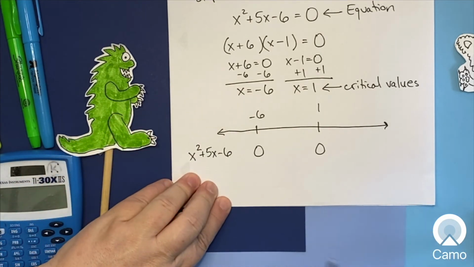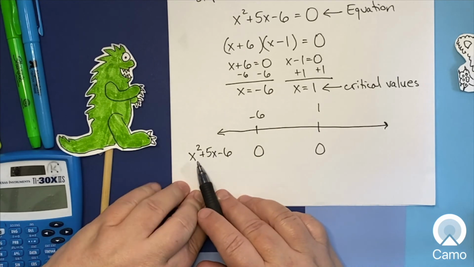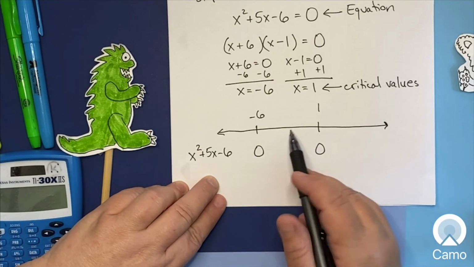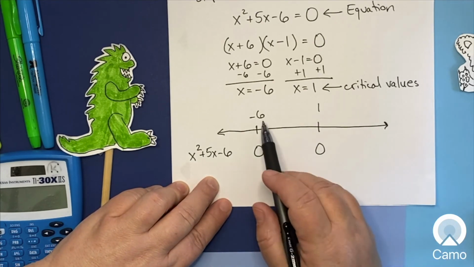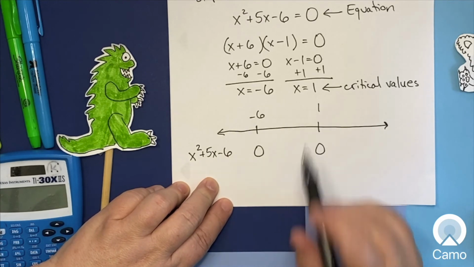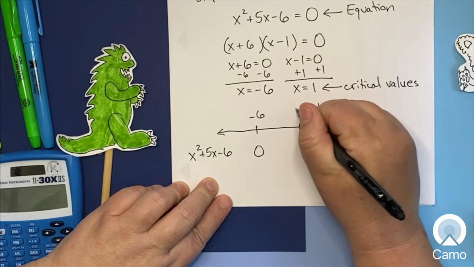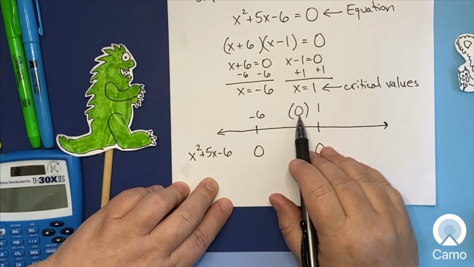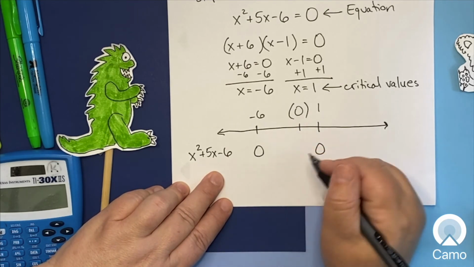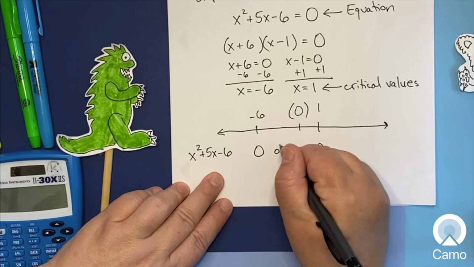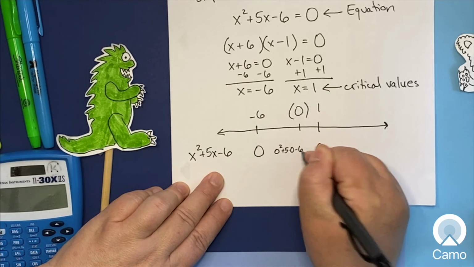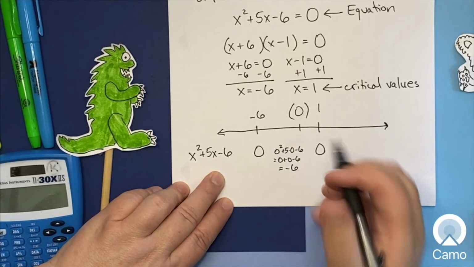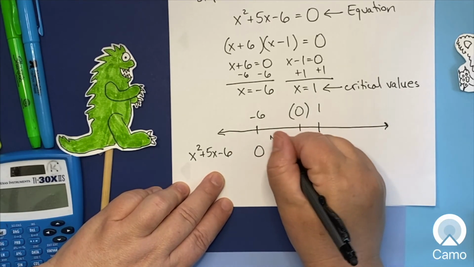Okay, I'm back to the work. So my critical values are here. I know that this expression equals 0 at these two points. I have to pick a point in between. What number comes between -6 and 1 and is really easy? Can I suggest the number 0? This is going to be one of my test points. So I'm going to test 0. If you plug 0 in, you get 0 squared plus 5 times 0 minus 6. That's 0 plus 0 minus 6 equals -6. So that is a big fat negative.